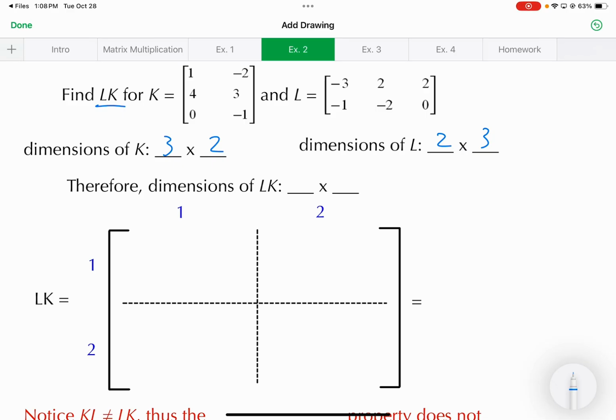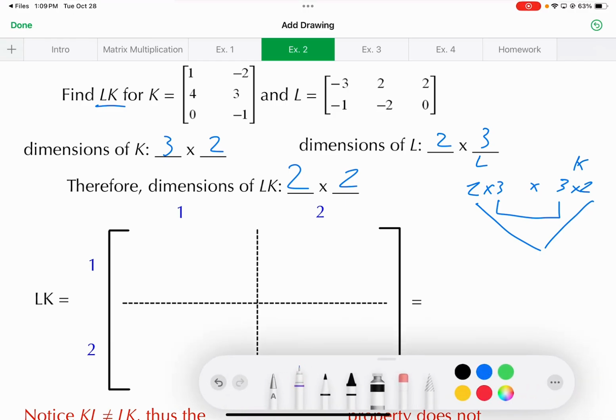However, remember, we're doing L times K. So I need to do really a 2 by 3 multiplied by a 3 by 2. Okay, so this would be representative of L. This would be representative of K. My inner matrices match. That's good. So then my resulting matrix is going to be a 2 by 2. Okay, which means we will add more values together when I do this multiplication.